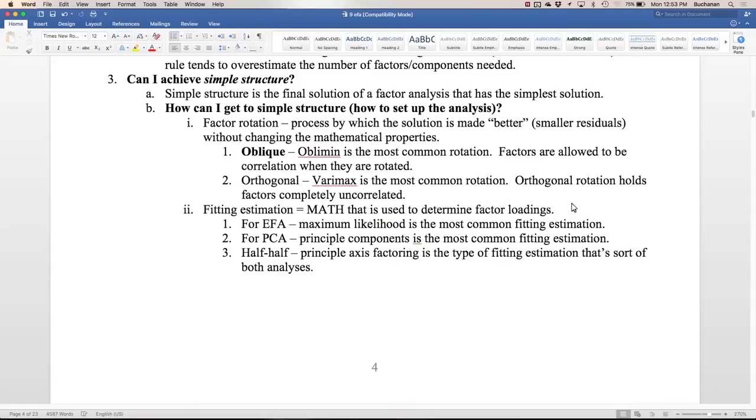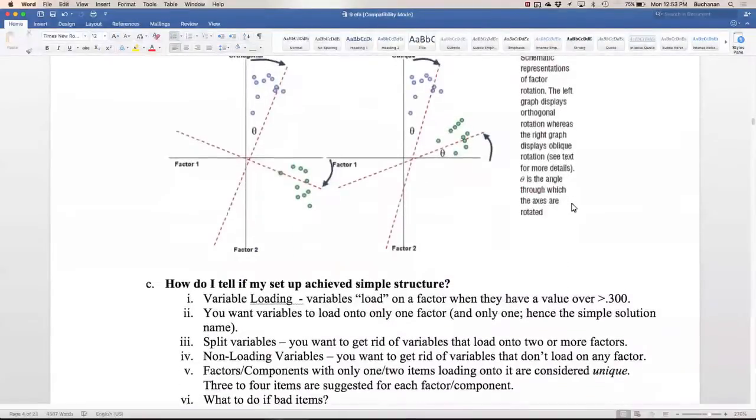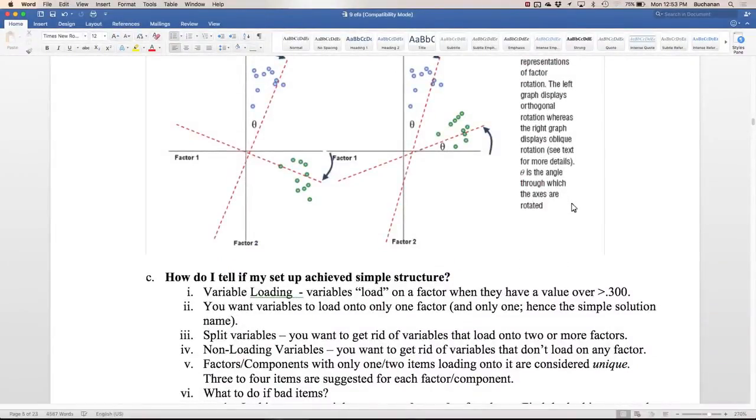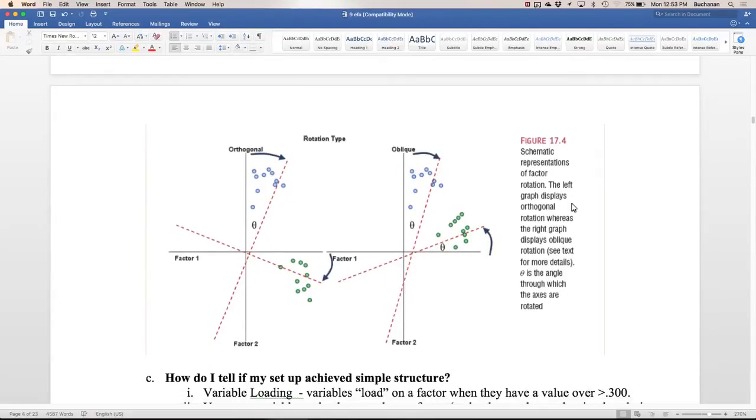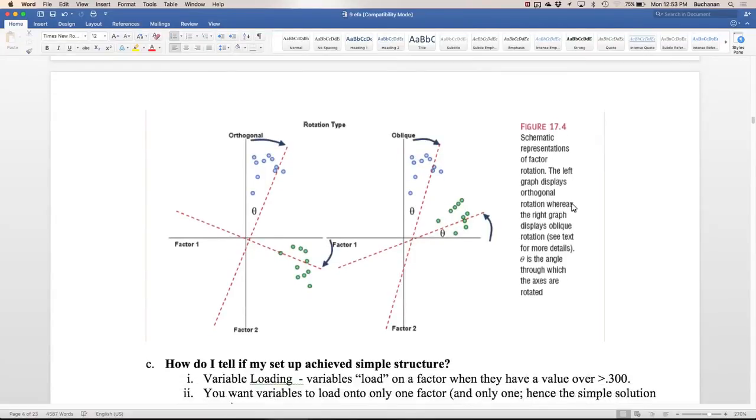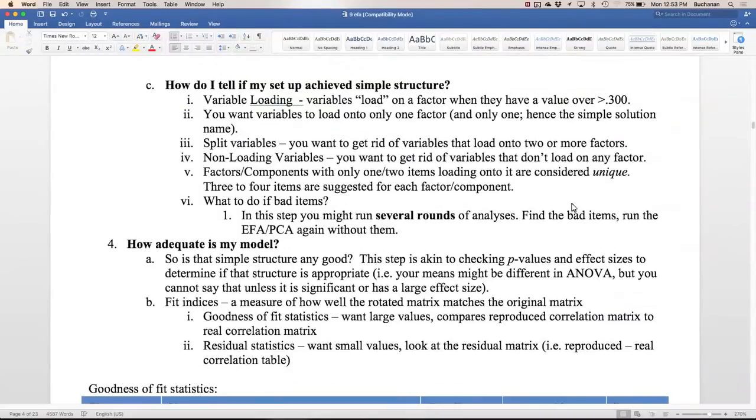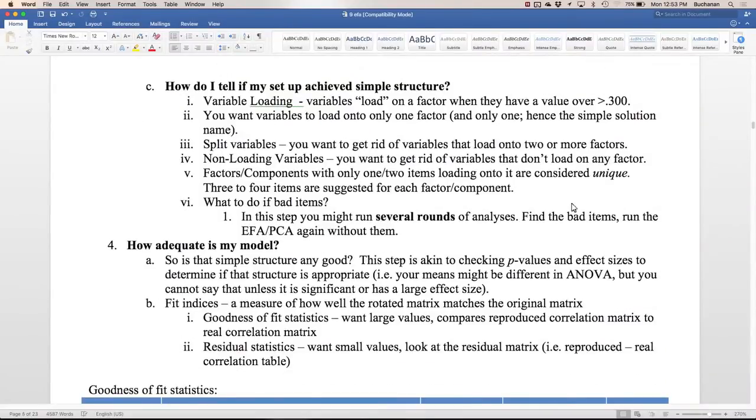We're only going to do maximum likelihood. Okay, so don't say that you ran an EFA with principal components math. People will be confused. So no mixing and matching. Yes, there's our rotation picture. So that's the setup. How do I get to simple structure? I set it up that way. How do I achieve simple structure? Okay, so now that I've run the stupid thing, what am I looking for?